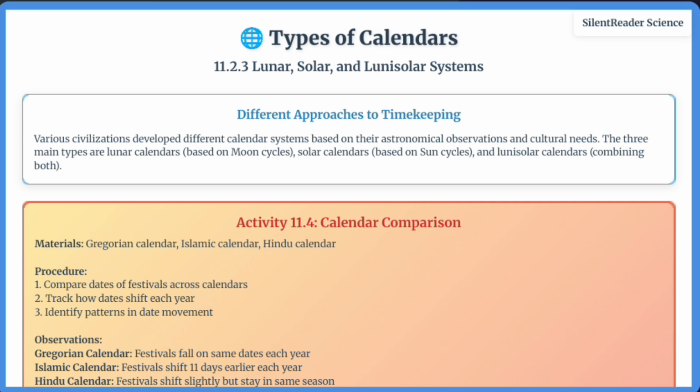Now let's explore the three main types of calendars. Lunar calendars follow the moon's cycles exactly, causing festivals to drift through seasons. Solar calendars follow the sun's cycle, keeping seasons fixed but losing connection to moon phases. Lunisolar calendars, like the traditional Indian system, combine both by adding extra months when needed. Each system reflects different cultural priorities and practical needs. The Gregorian calendar we use today is a solar calendar with leap years to handle the 365.25-day solar year.